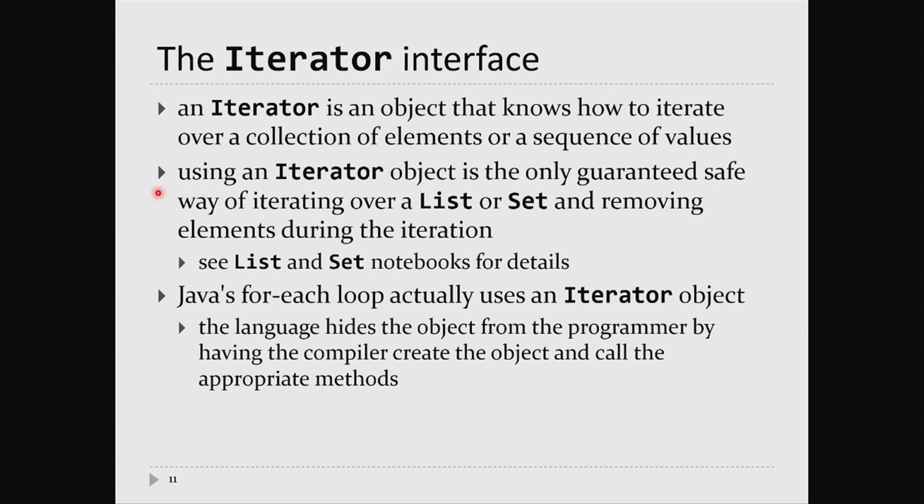The second reason for using an iterator is that it's actually the only guaranteed safe way to iterate over a list or set and remove elements while you're iterating. You should go back and review the list and set notebooks in part 1 of the notes if you haven't seen that before, or if you're unfamiliar with what that's talking about. I think there's an example later on in this lecture as well.